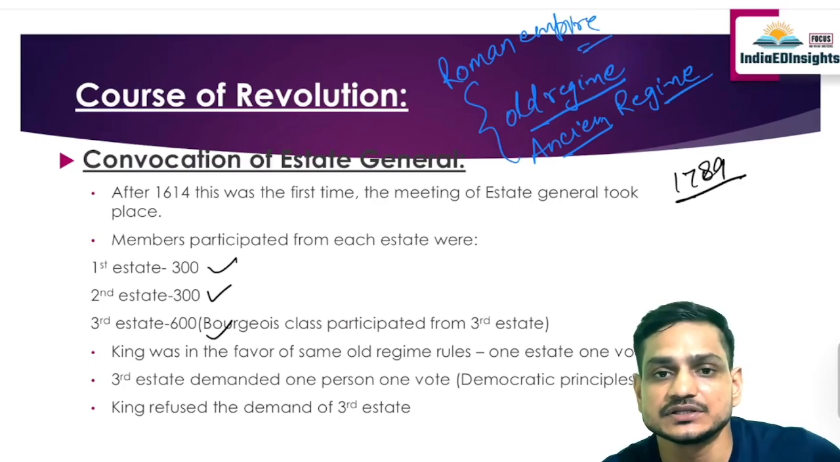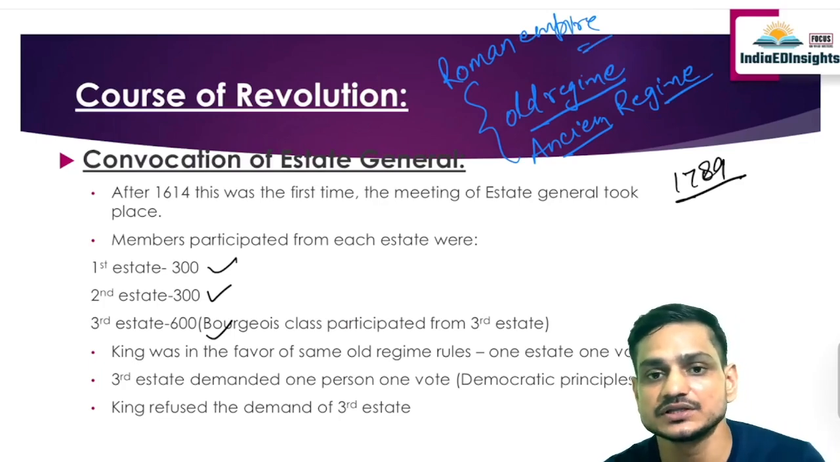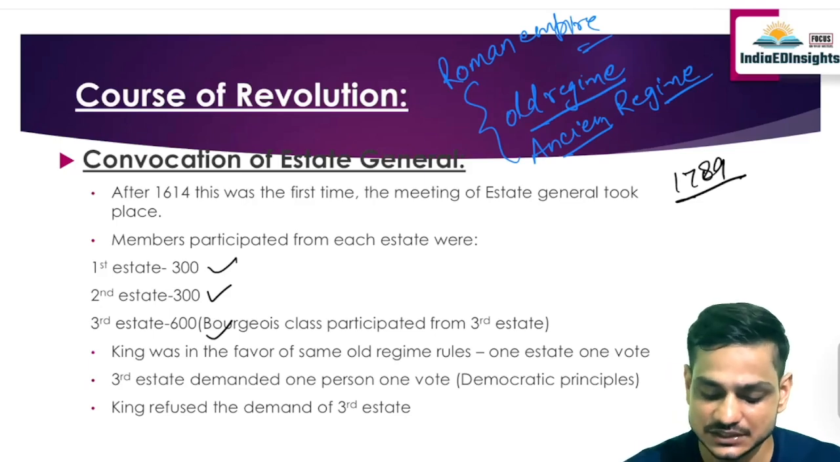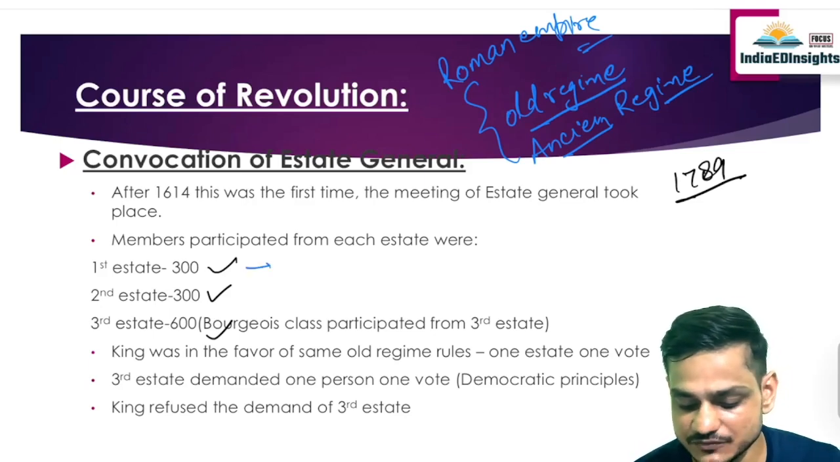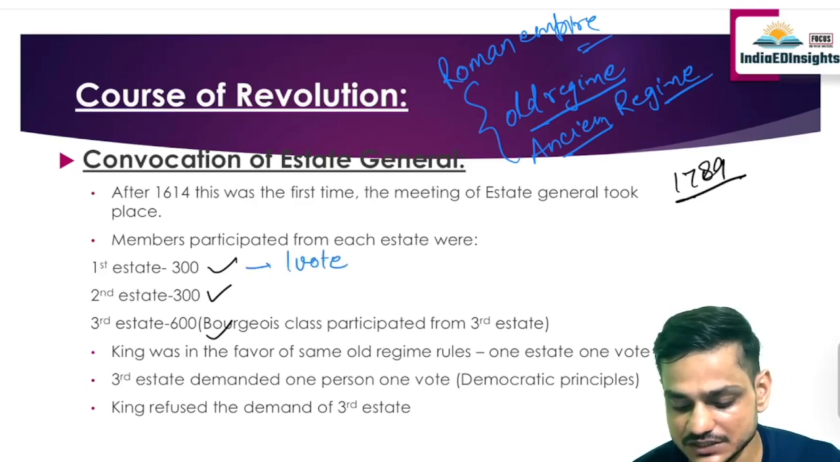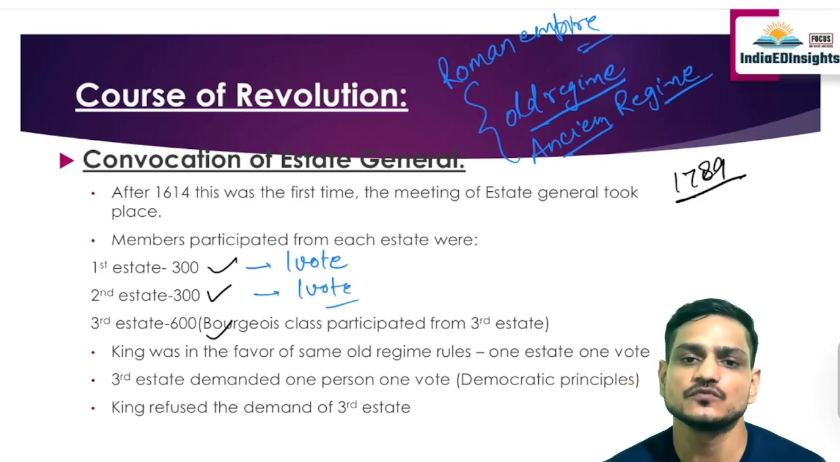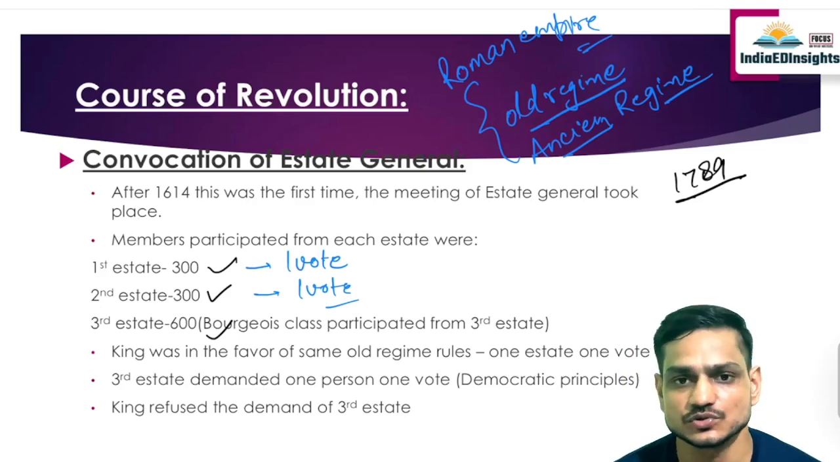So what happened during the Roman Empire? So during the ancient regime, there were certain rules and regulations, and those rules and regulations were that one state, one vote. These were the rules and regulations. The king wanted that we have to move forward according to these rules only.